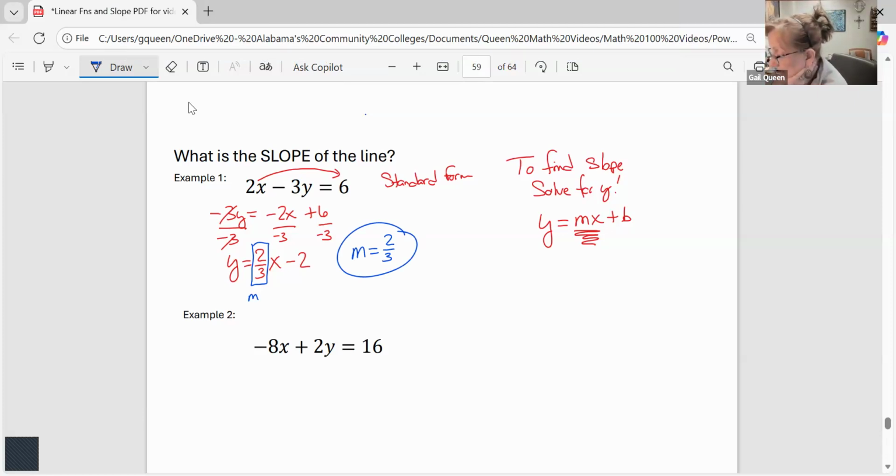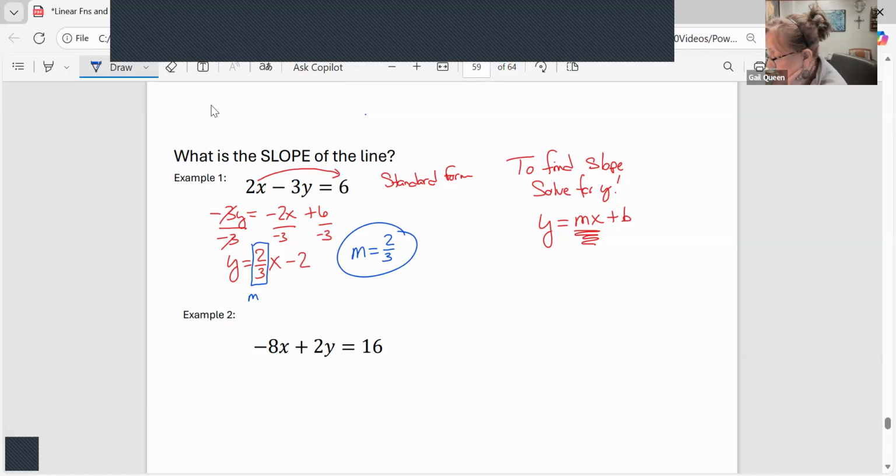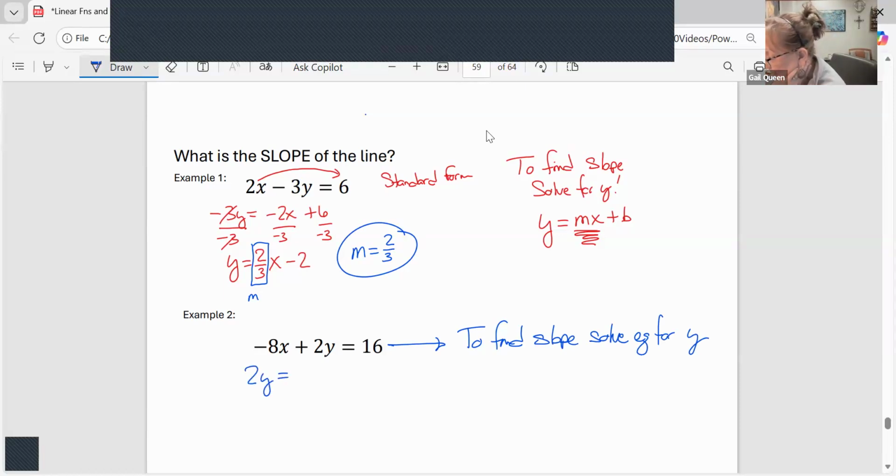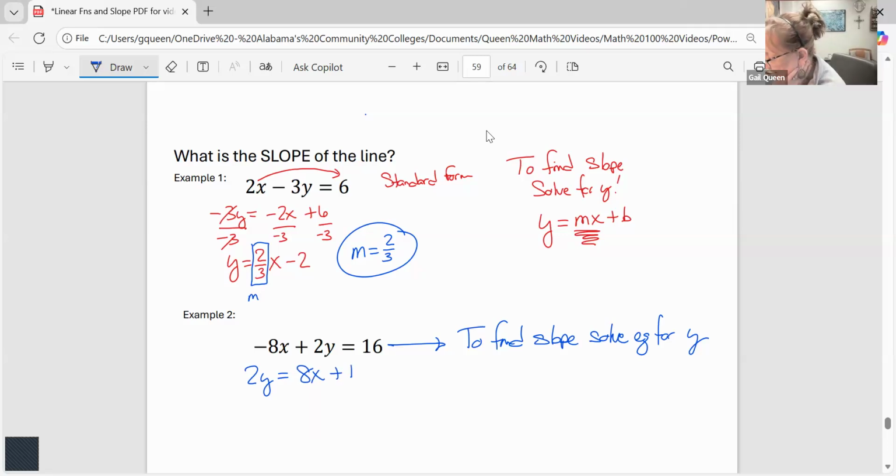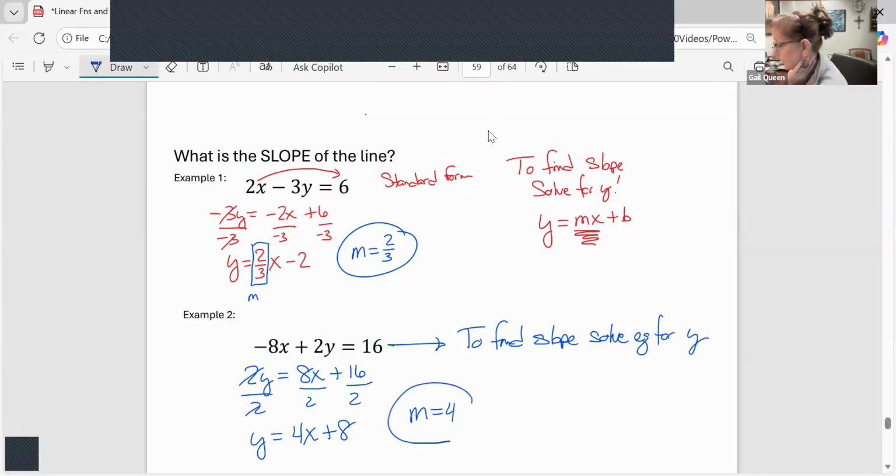Okay, here's the next example. Again, they give me this equation in standard form. So this is a tilted line. To find the slope, all we have to do is solve the equation for y. So let's solve for y. I'll have 2y. I'm going to bring that negative 8x over to the right side. It becomes a positive 8x. To get y by itself, we divide everything by 2. This one's nice because it works out with nice, pretty integers. I get y equals 8 divided by 2 is 4x, plus 16 divided by 2 is 8. The slope of this line is 4.